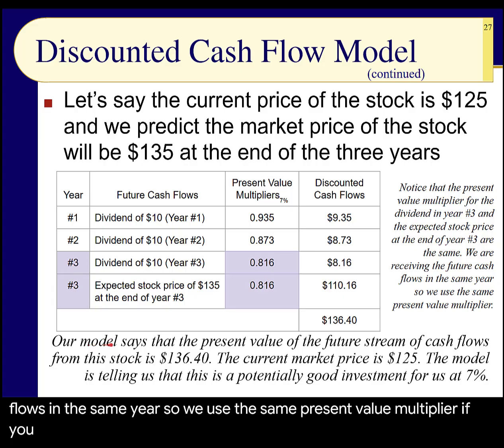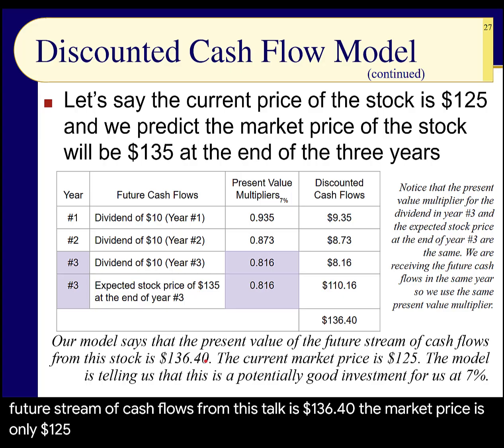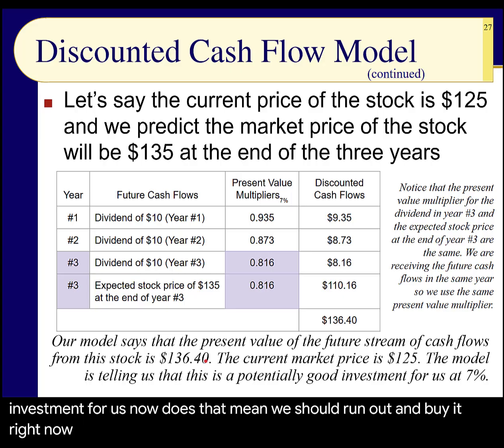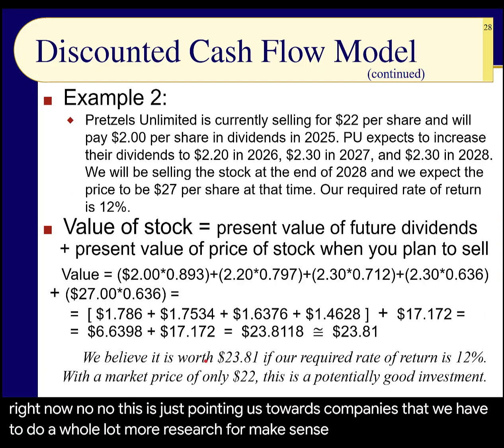If you add all these things up, the model says that the present value of the future stream of cash flows from the stock is $136.40. The market price is only $125. So the model is saying, hey, this is a potentially good investment for us. Now, does that mean we should run out and buy it right now? No. This is just pointing us towards companies that we have to do a whole lot more research on. Make sense? Okay, so let's take a look at an example now.